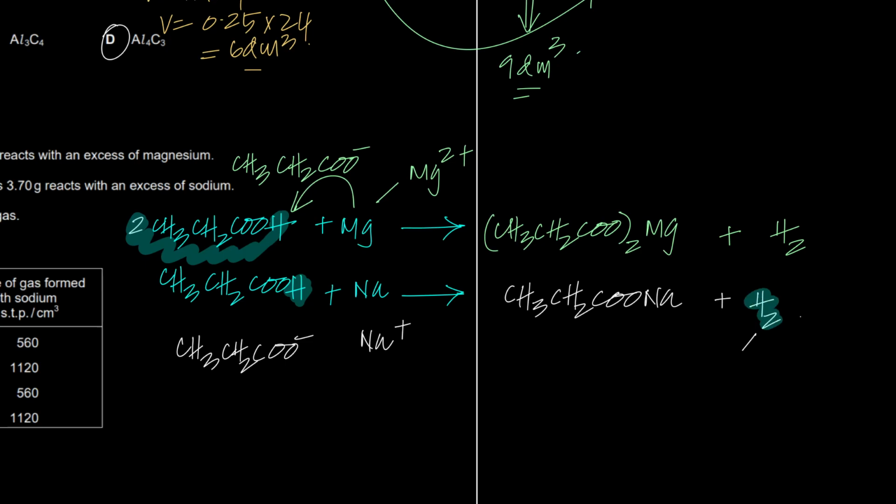So what should I do with this 2 to make it 1? What should I multiply it by to make it 1? 1 over 2. Right here. 1 over 2. Done. Now the question is, let's now read the question.